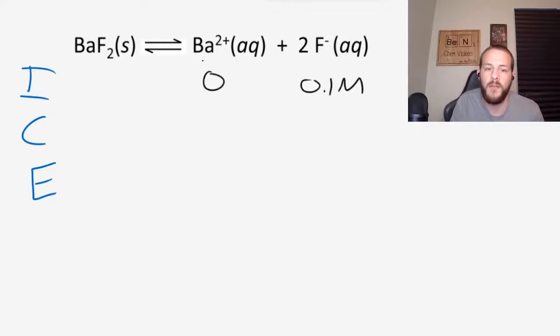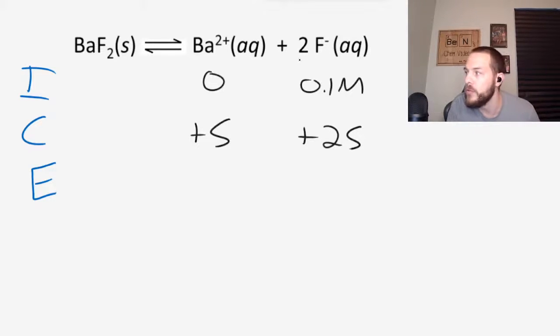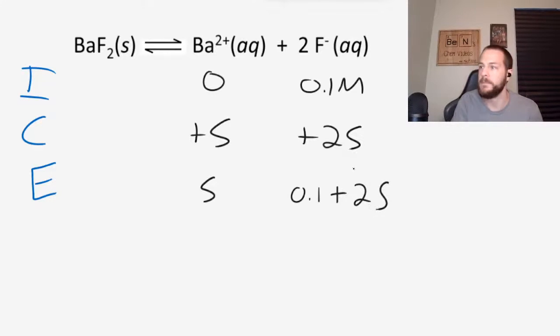As the barium fluoride dissolves, there's going to be some barium ion that's generated. We'll call that plus S. That's the change for the barium ion. In the case of the fluoride ion, that's going to be plus 2s, because there's a coefficient of 2 in front of that fluoride ion. For every 1 unit of barium fluoride that dissociates, 2 units of fluoride ion are generated, so that's why we put that 2 there. And so at equilibrium, for barium ion, it's going to be simply S, and for the fluoride ion, it's going to be 0.1 plus 2s, right?